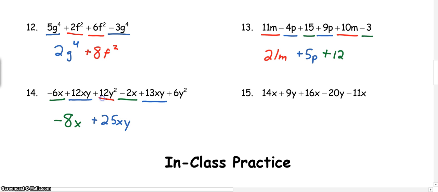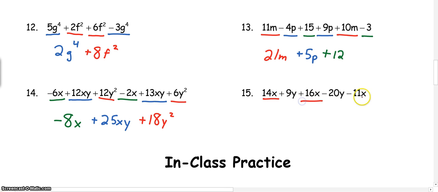Last, I have like terms of 12y squared plus 6y squared because they are both y variables and they both have an exponent of 2. So that gets us plus 18y squared. Remember, our exponent does not change. It stays the same.